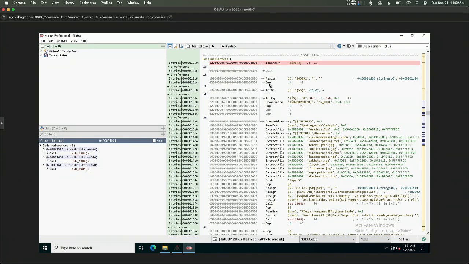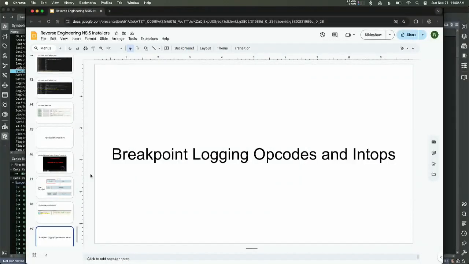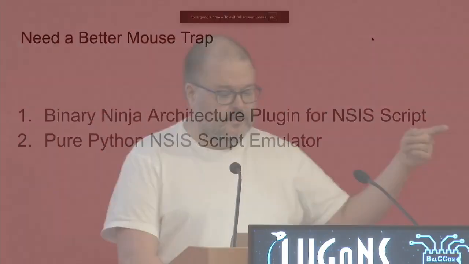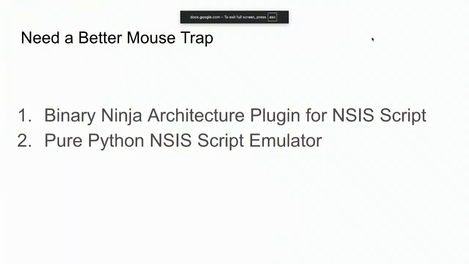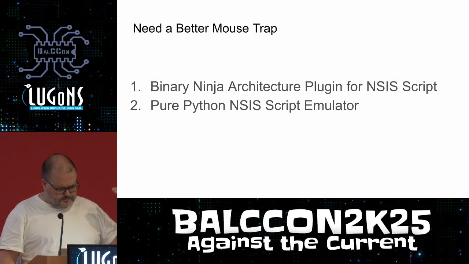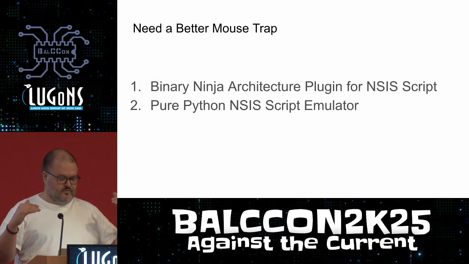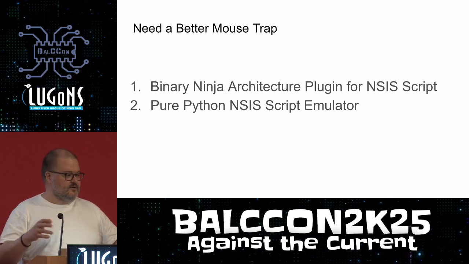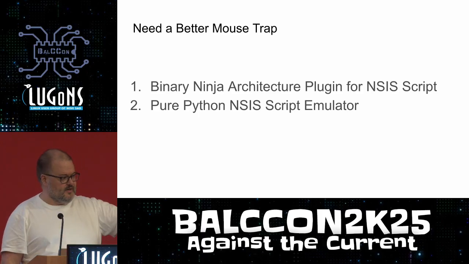And my last slide is what I have planned for the next stage of this whole project, which is two things. First of all, I'm working on a Binary Ninja architecture plugin so that you can just take an NSIS script and open it in Binary Ninja and see all of the different opcodes and all the loops and everything like that. And when I'm done with that, I want to use it to write a pure Python NSIS emulator so that you don't need any of this other stuff. You can just decompress the script, run it in the emulator, and see exactly what it does.